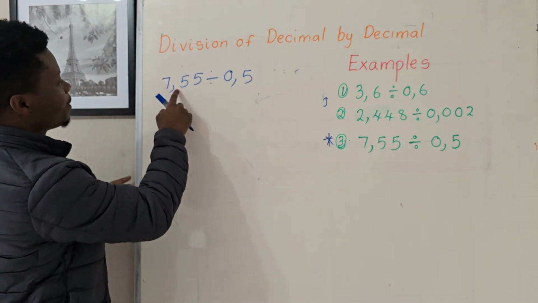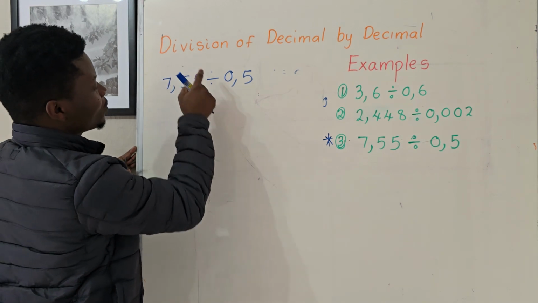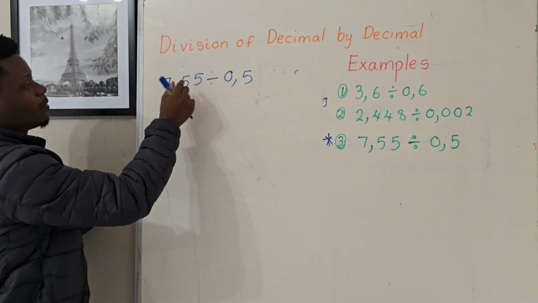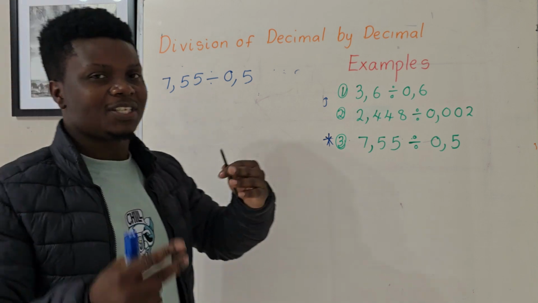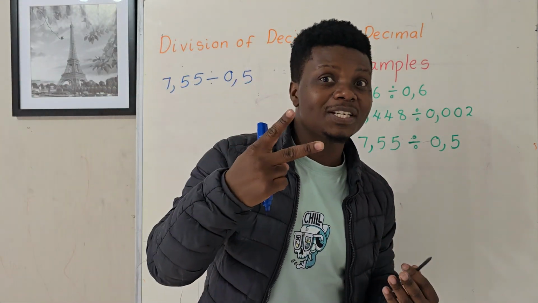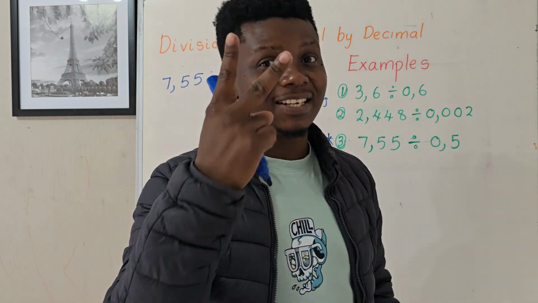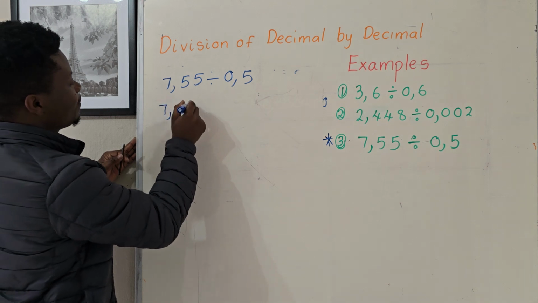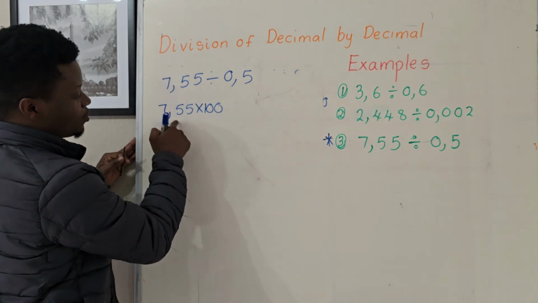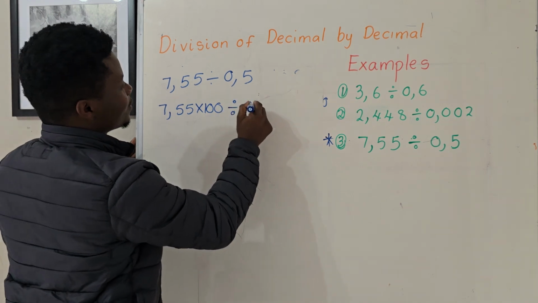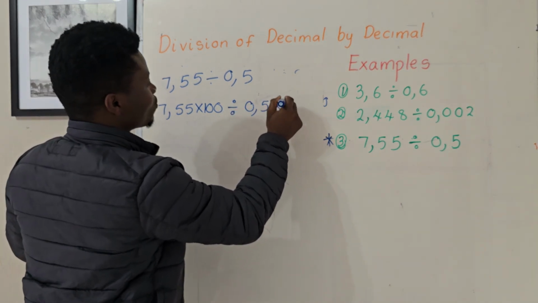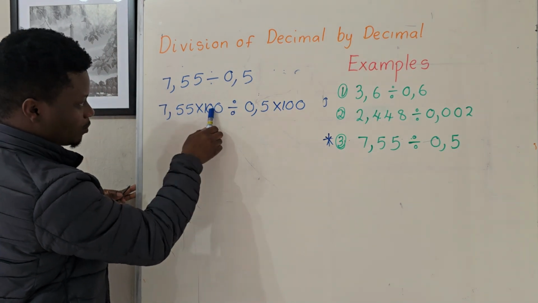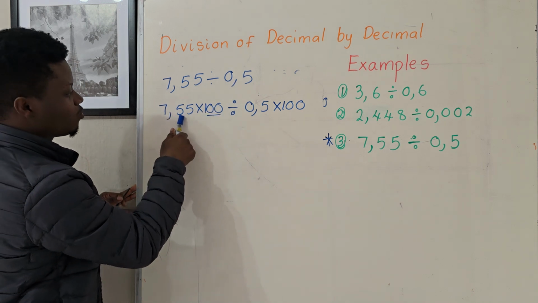Let's check. 7.55 is how many decimal places after the comma? 1, 2. 0.5 is how many decimals after the comma? It is 1. So the one with more decimal places is 7.55, so it has 2 decimal places, and since it has 2 decimal places, we're going to multiply it by the power of 10, that is 2 zeros, which is 100. So I'm going to say 7.55 times 100 to get rid of my decimals, divided by 0.5 times 100 again to get rid of my decimals. So when I multiply by 100, I'll move the comma 2 places because of these 2 zeros. So the comma is 1, 2.